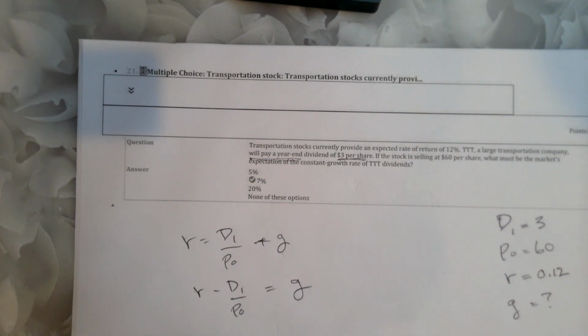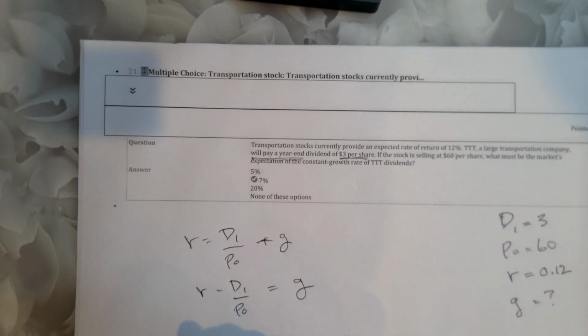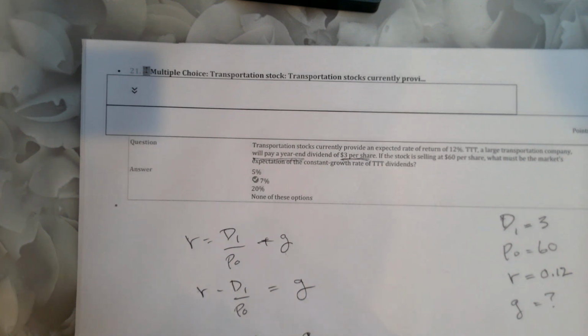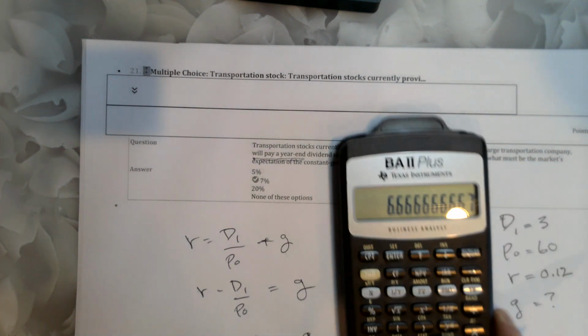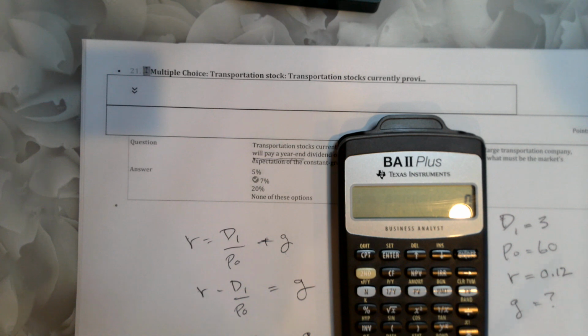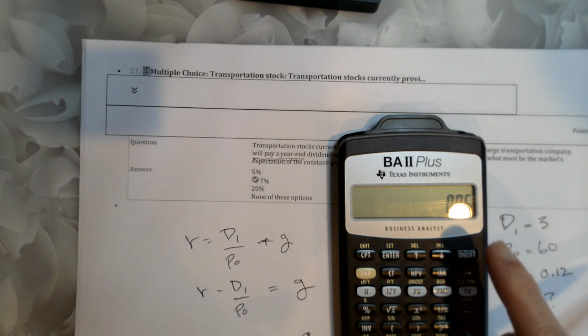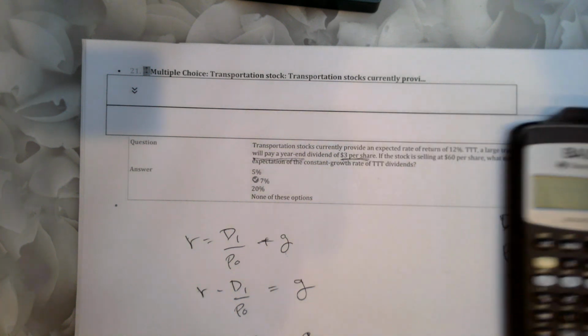Now all I have to do is plug my numbers in. R is 0.12 minus D1 is 3 divided by 60. And that's equal to G. If I do the math, this is 0.05. And so here's how I can do that on my calculator. I could say 0.12 minus, open parentheses, 3 divided by 60. There's my 0.05 equals 0.07.